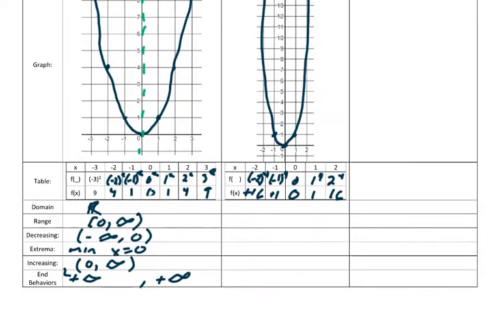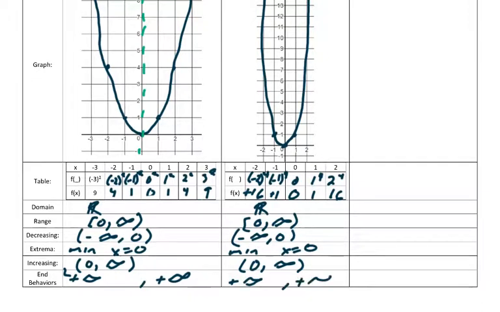And again, what's the domain? The domain is going to be all reals. The range is, again, 0 to infinity. It's decreasing from -infinity to 0, has a min at x equals 0, and is increasing from 0 to infinity. The end behaviors are positive infinity on the left and positive infinity on the right. Hey, look at that. That's identical to x squared. It's almost as if these x to even powered functions act very similarly to each other.